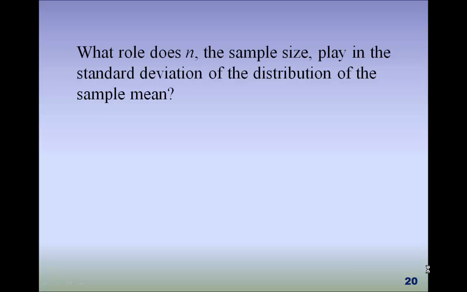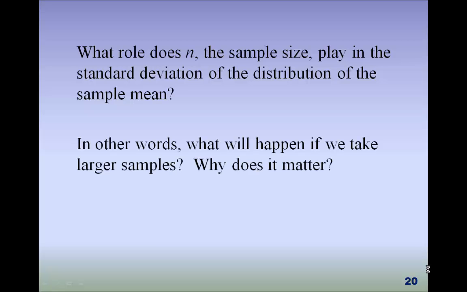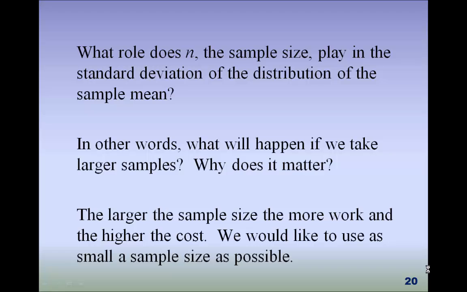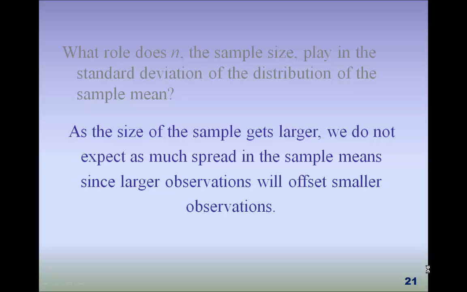What role does n, the sample size, play in the standard deviation of the distribution of the sample mean? In other words, what will happen if we take larger samples? Why does it matter? The larger the sample size, the more work and the higher the cost. We would like to use as small a sample size as possible. As the size of the sample gets larger, we do not expect as much spread in the sample means, since larger observations will offset smaller observations.